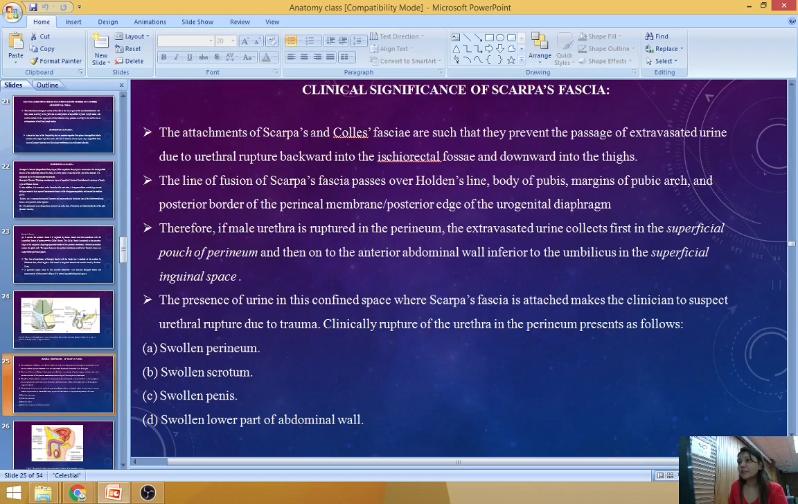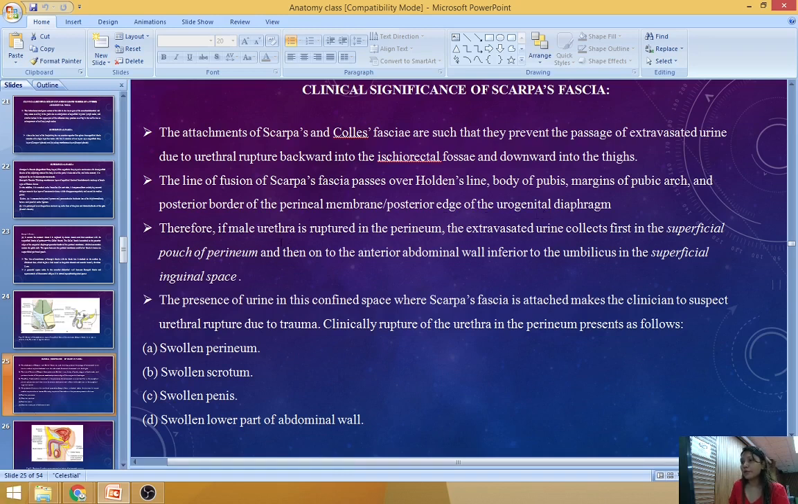Why? The attachment of Scarpa's and Colles' fascia are such that it prevents the passage of extravasated urine if there is any injury to the urethra, that is urethral rupture, then backward into the ischiorectal fossa and downward into the thighs. So the line of fusion of Scarpa's fascia over the Holden's line, body of pubis and margin of the pubic arch, and the posterior border of the perineal membrane, the posterior edge of the urogenital diaphragm.